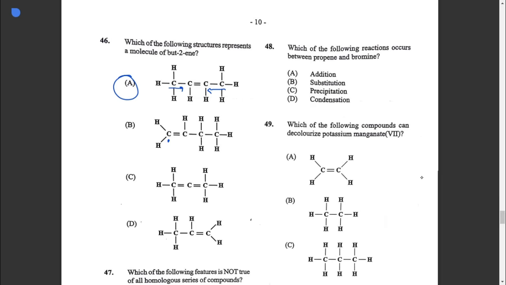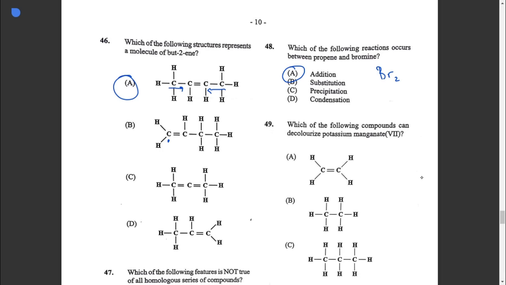48. Which of the following reactions occurs between propene and bromine? So propene being an alkene and bromine a halogen, it's an addition reaction. So the bromine, Br2, is added across the double bond to form the dihaloalkane.